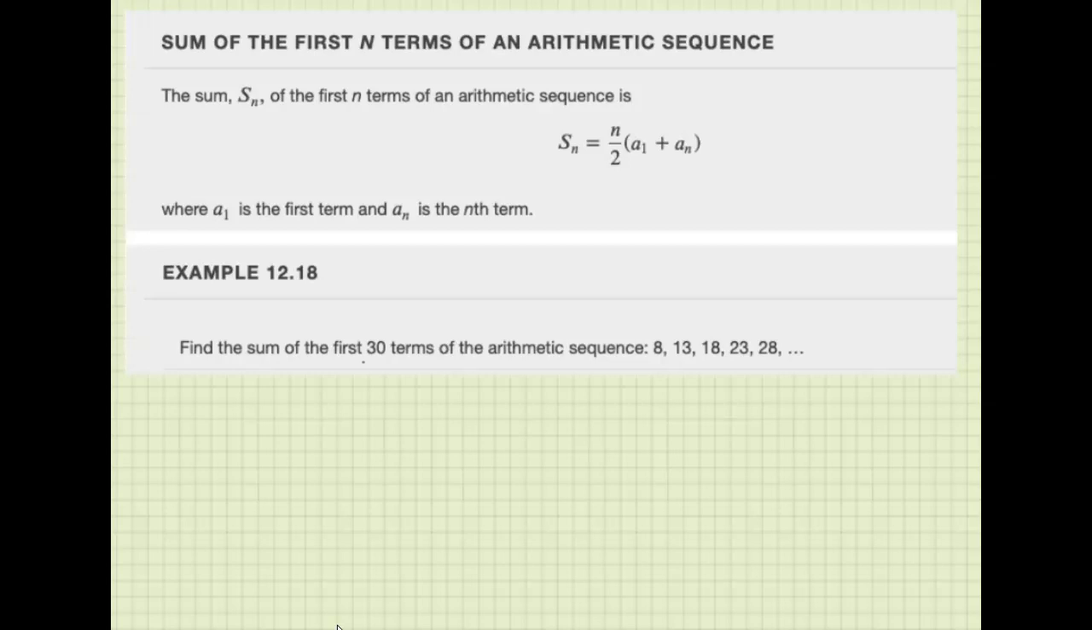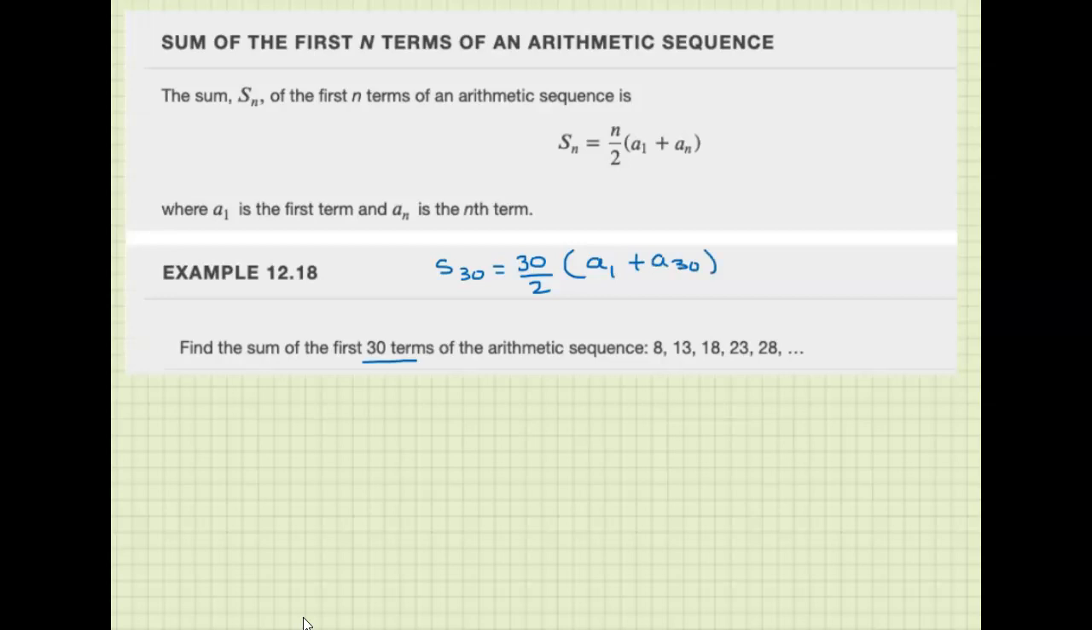Find the sum of the first 30 terms of the sequence 8, 13, 18, 23, and 28. Okay, so first step is to find the general term of the sequence. Actually, the general term, it's not that necessary. It's helpful, but not that necessary. So the formula here is going to be S30 is going to be 30 over 2, because we have 30 terms, times a sub 1 plus a sub 30.